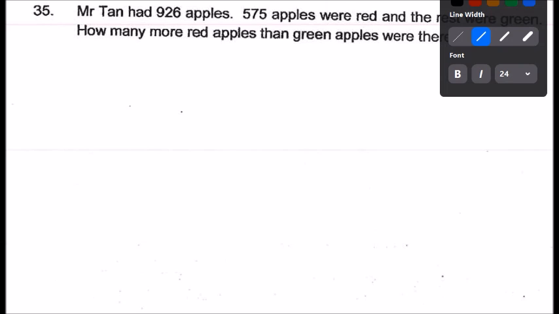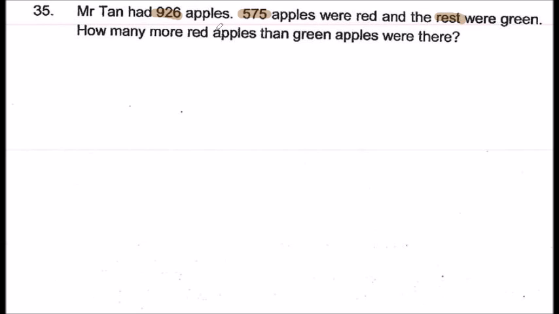Mr. Tan had 926 apples. 575 apples were red and the rest were green. So guys, what we need to do is highlight the key number. Like total is 926. Then 575 were red and the rest were green.